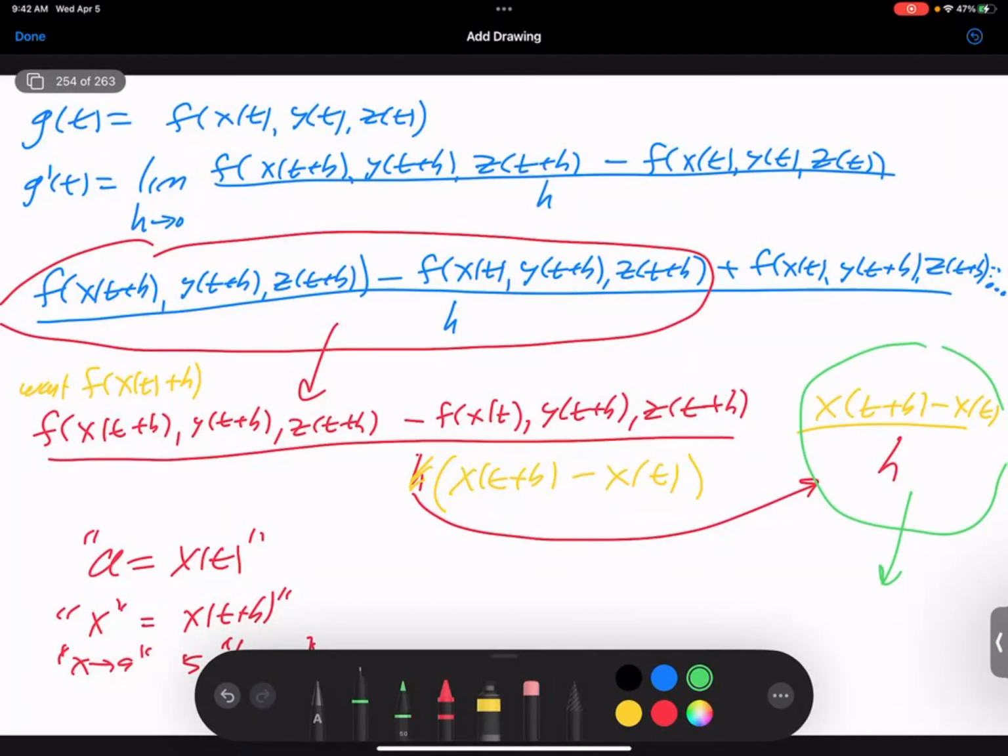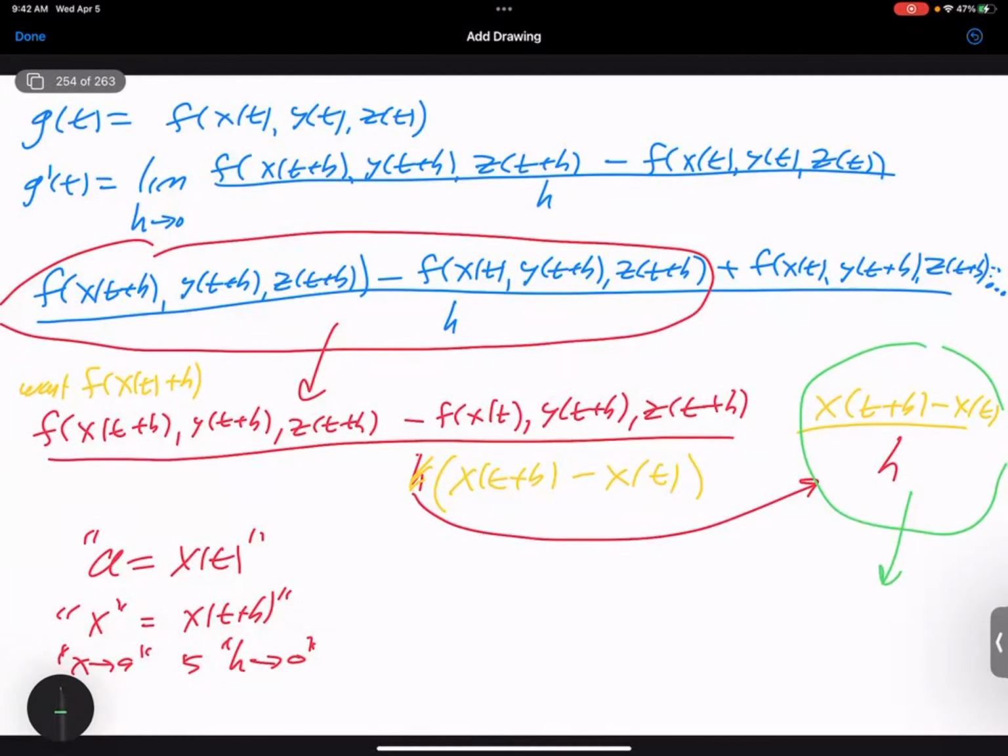As h goes to 0, what does this go to? I have x of t plus h minus x of t over h. What should that go to as h goes to 0? Well, you might think you're going to have 0 over 0. But if I gave you f of t plus h minus f of t over h, that's just the definition of the derivative. So this is the definition of the derivative of the function x, so this just goes to x prime of t.